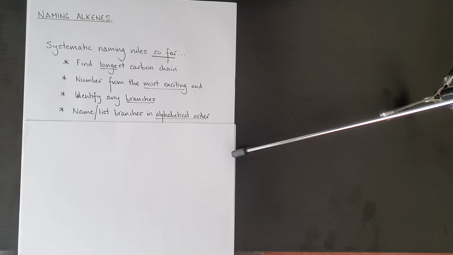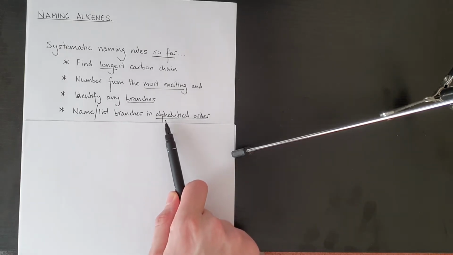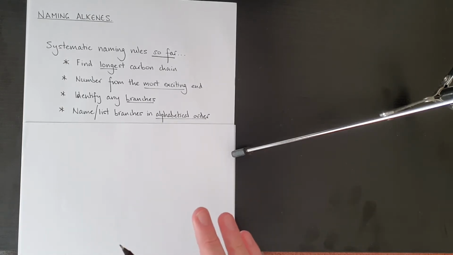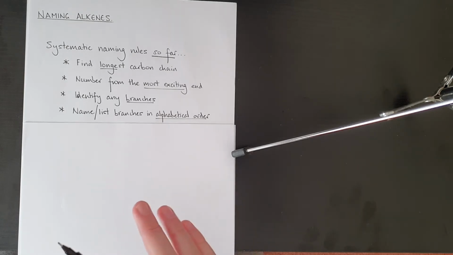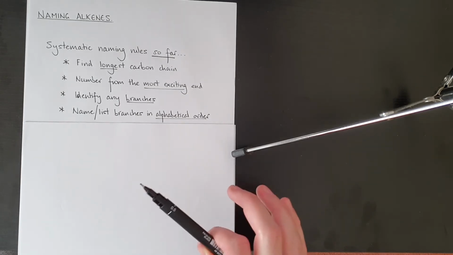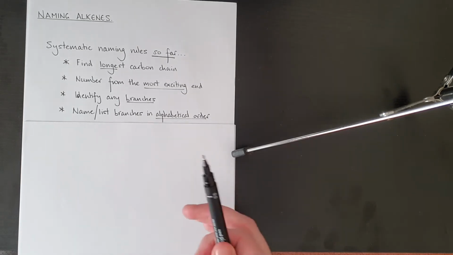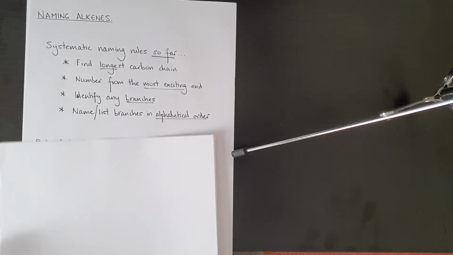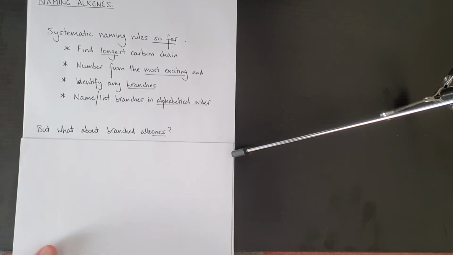And what I didn't mention is that we should always list any branches that are featured in alphabetical order. So for example, if I had both an ethyl branch and a methyl branch, regardless of where they appear in the chain, one could be at carbon 2, one could be at carbon 5, it could be the other way round, it doesn't matter, we always list them in alphabetical order. So ethyl would come before methyl, for example. That's very important to keep everything consistent. However, what if we wanted to name a branched alkene?